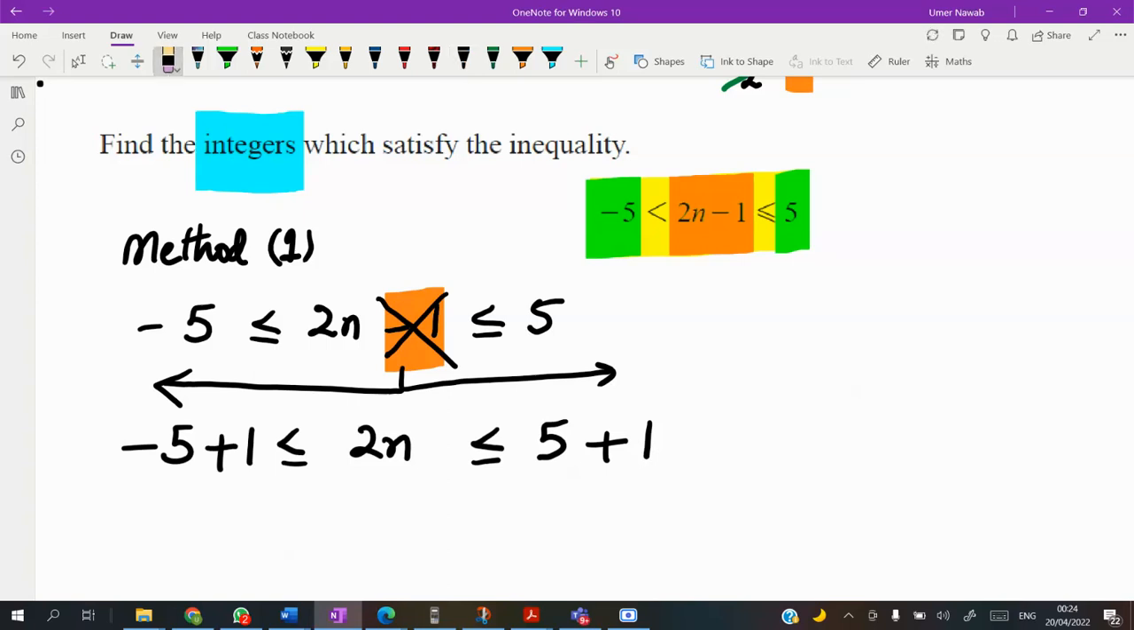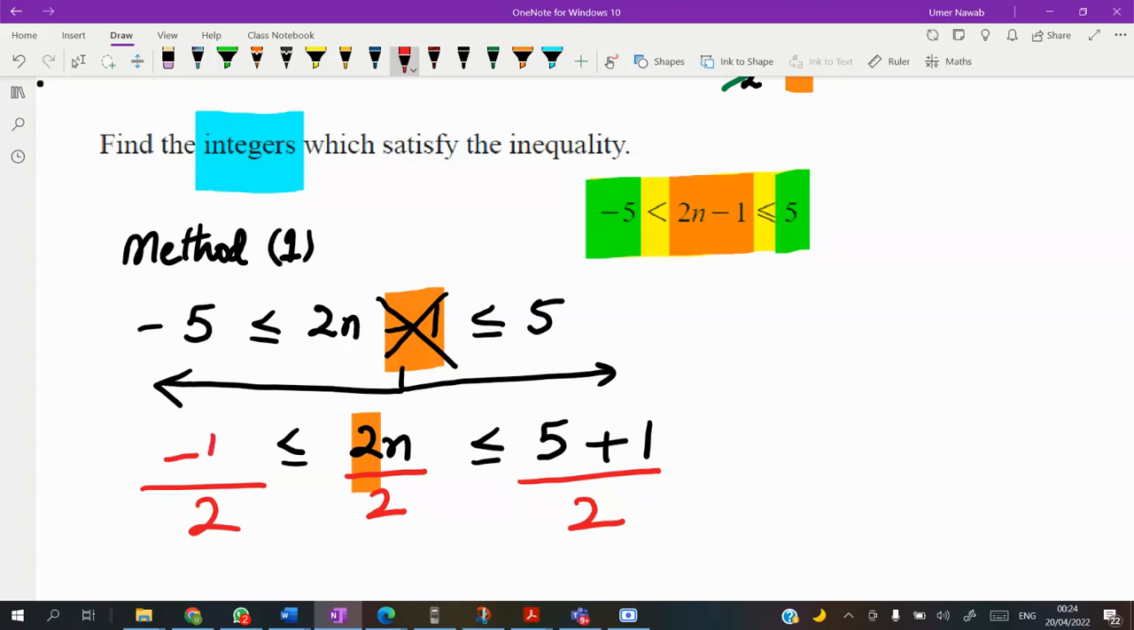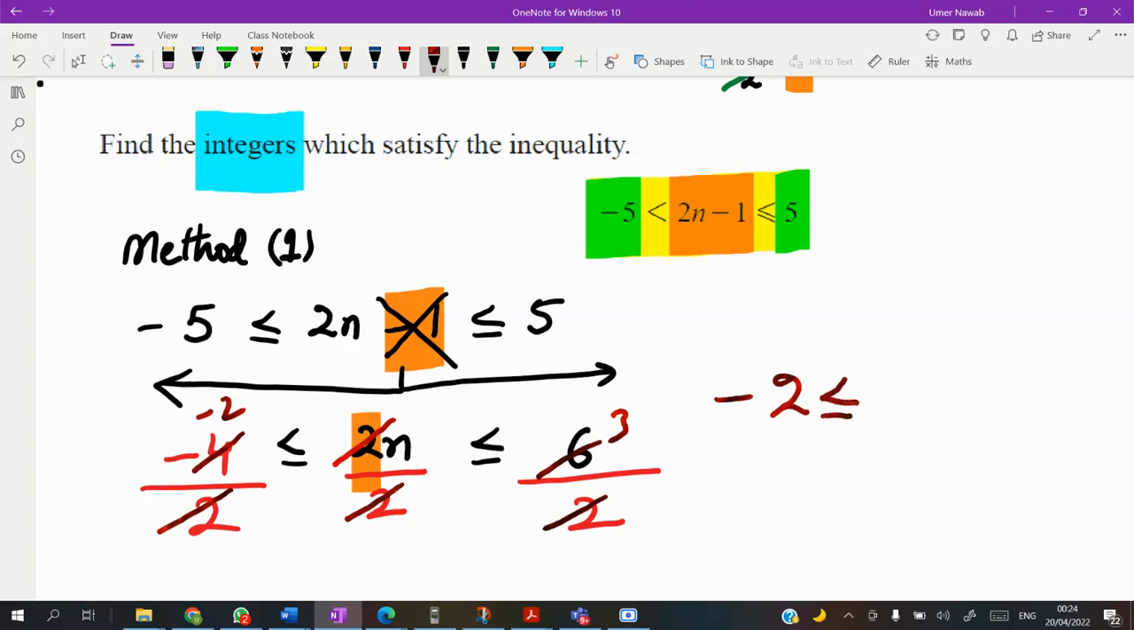Now you can see that minus 1 is finished. Still 2 is here, and I want to send the 2 to the other side. Now 2 is multiplying, and the opposite of multiplication is division. So divided by 2, and divided by 2. What is minus 5 plus 1? Minus 5 plus 1 is minus 4. And 5 plus 1 is 6. Now 2 cancels with 2, and 2 cancels with minus 4 to give minus 2. 2 cancels with 6, it gives you 3. So my answer is minus 2 less than or equal to n and less than or equal to 3.